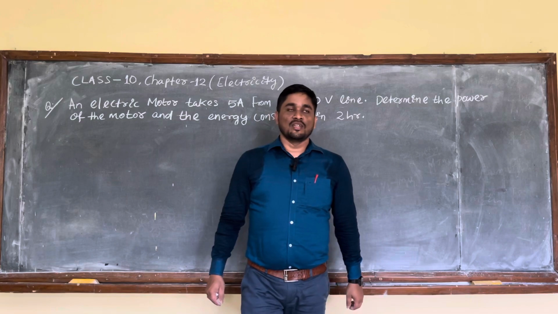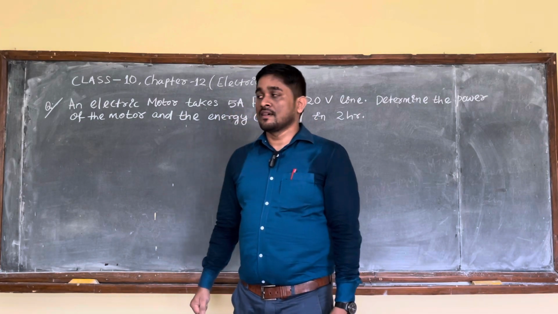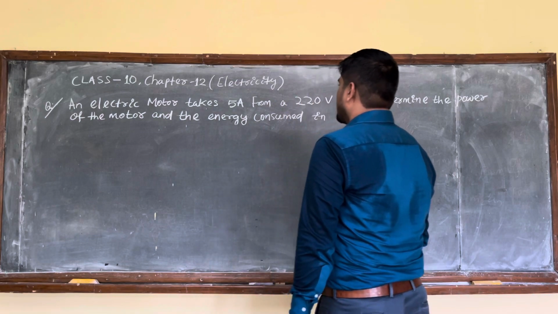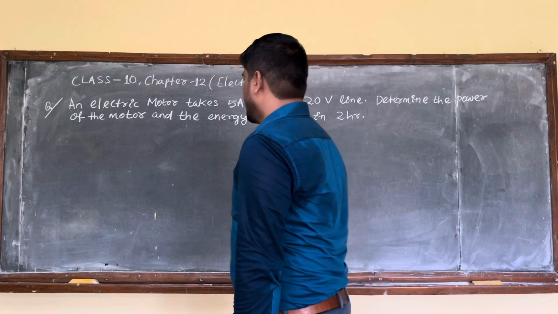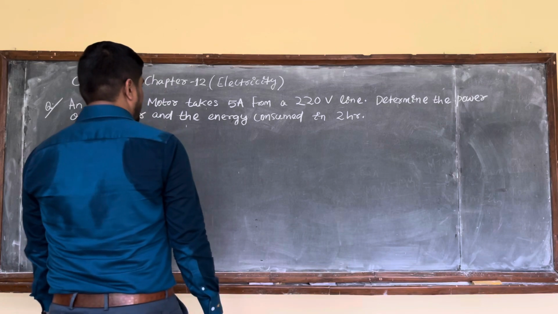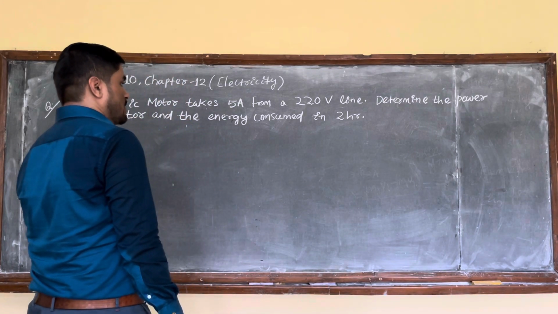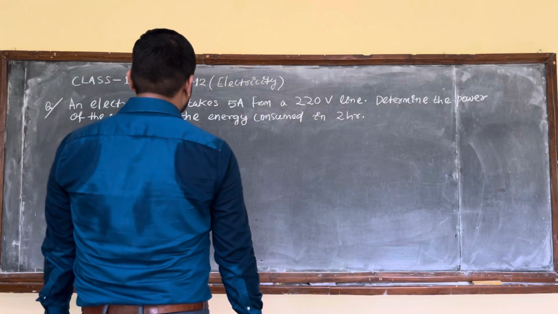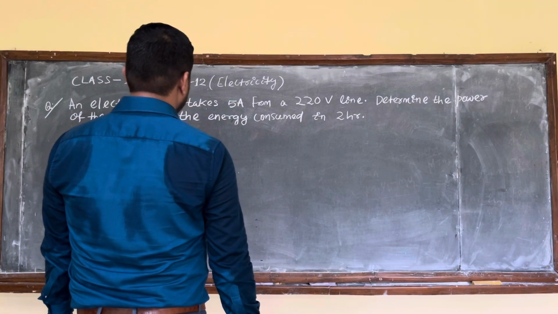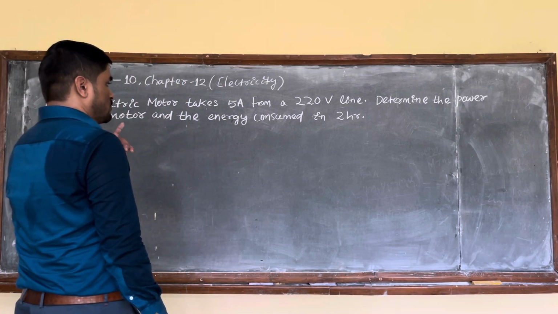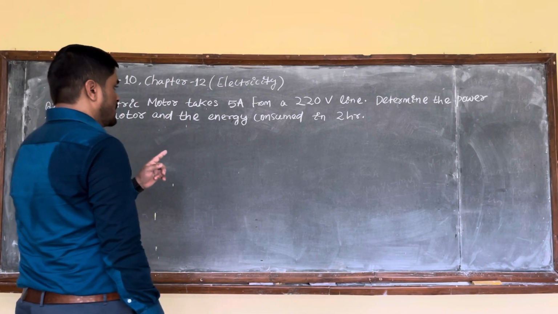So today we will discuss a question of class 10 chapter 12 electricity, and the question is: an electric motor takes 5 ampere from a 220 volt line. Determine the power of the motor and the energy consumed in 2 hours. So you have to find out the power and the energy.